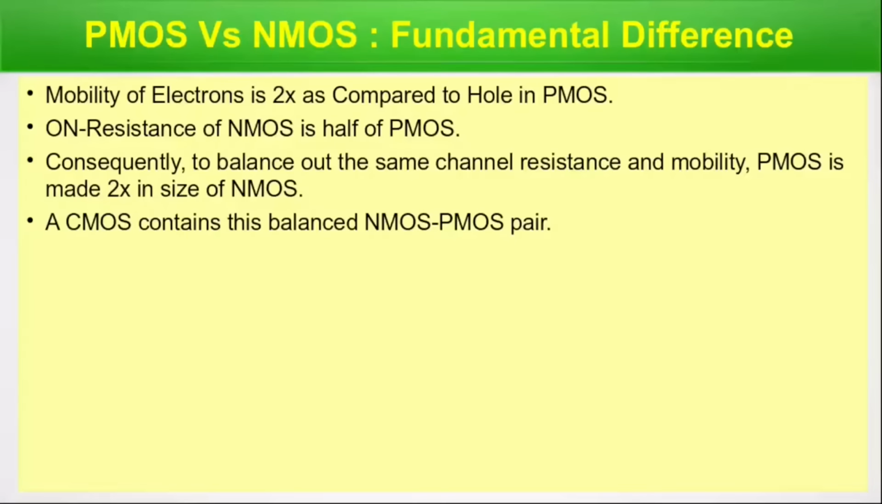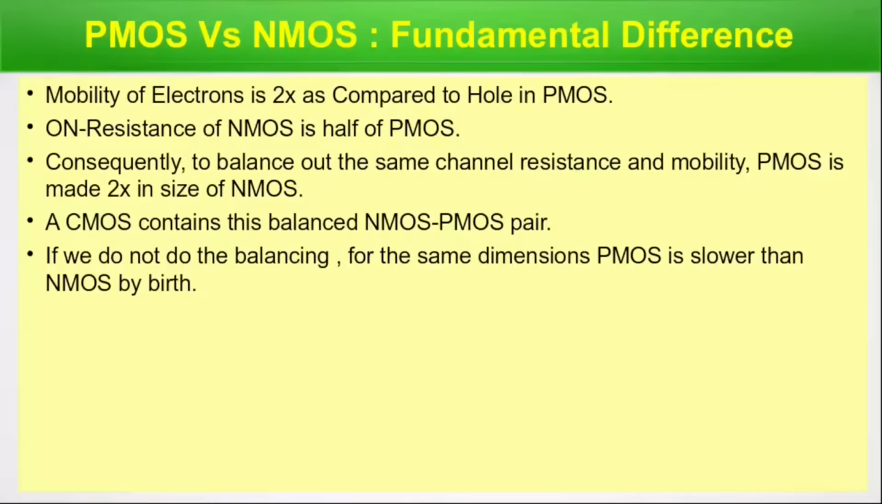Stopping here, I'll tell one thing, that for the process corner, we will be mostly focusing on the speed. So the corner variation or the process variation here will be focusing on the speed of the NMOS and PMOS. Before doing the variation, we are doing the balancing at the very bottom here. If we do not do the balancing for the same dimension, PMOS is slower than the NMOS by birth. We are mitigating this by making the double size of the PMOS with respect to the NMOS.